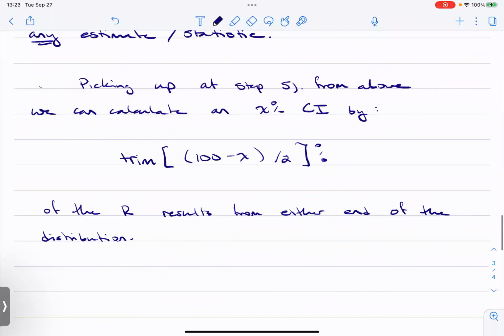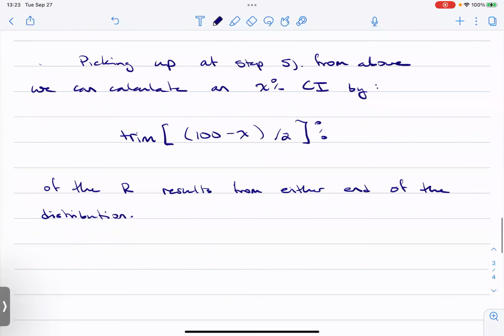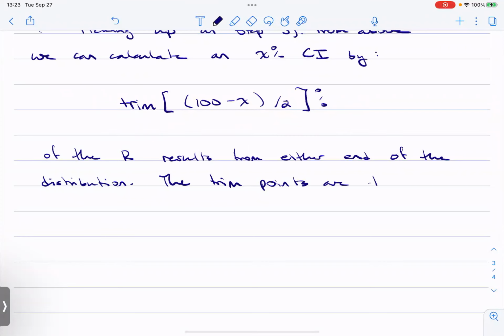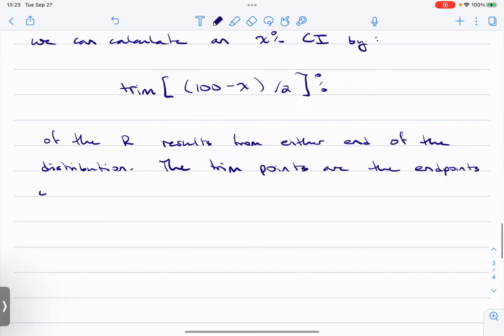And then the trim points are going to be the end points of a bootstrapped confidence interval. Oh boy. The trim points are the end points, right? Lower bound, upper bound of an X% bootstrap confidence interval.